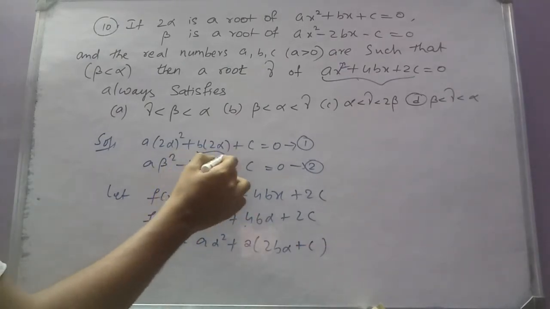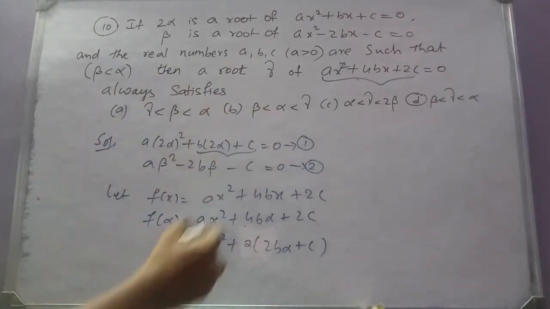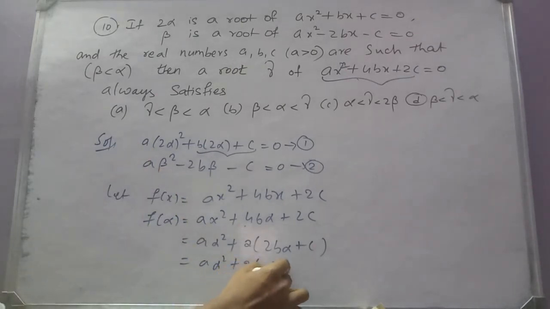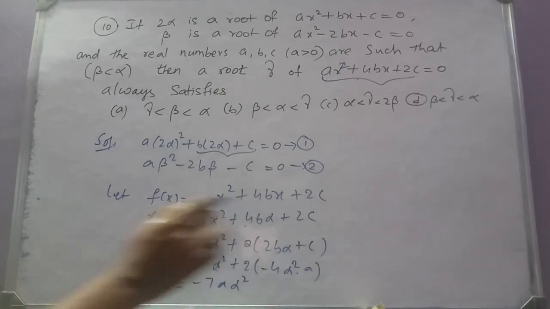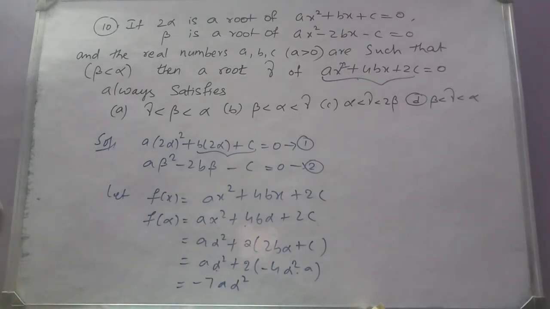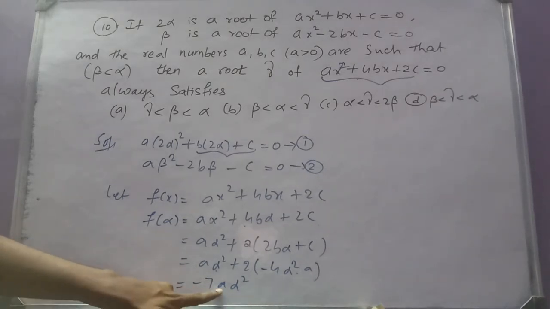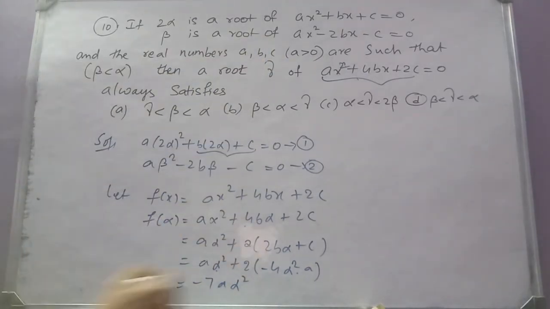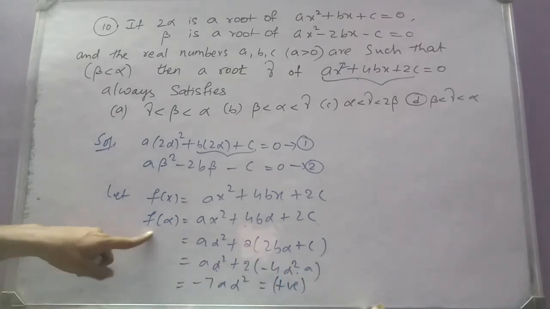Now from the first equation, 2b alpha plus c is equal to minus 4 alpha square a, or minus 4a alpha square. So these two are like terms. What do you get? You get minus 7a alpha square. Now it is time to decide whether this is positive or negative. Minus 7 is negative, a is positive, and alpha square is positive. So negative into positive is always negative. So therefore f of alpha is negative.